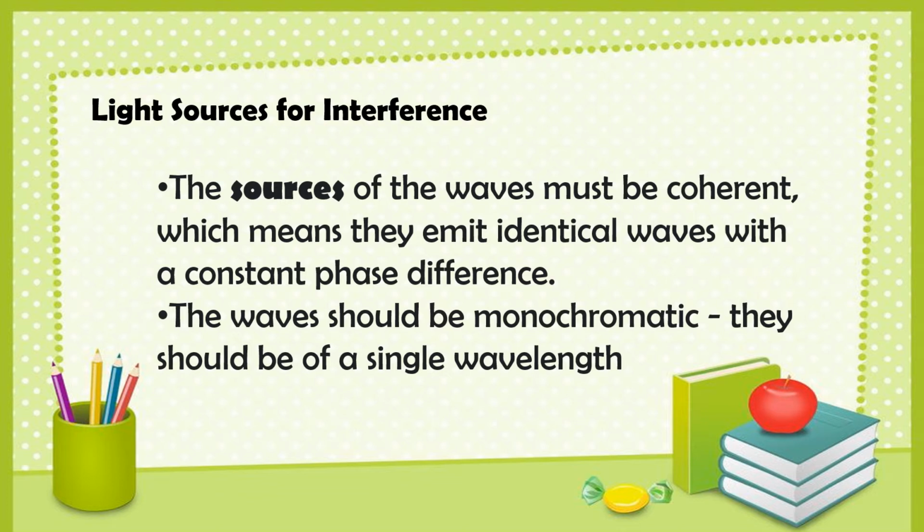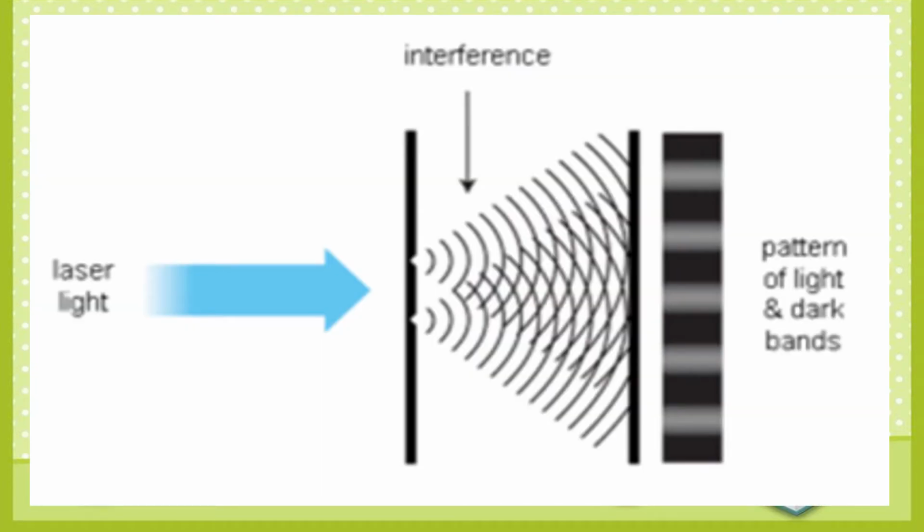Light sources for interference. The sources of the waves must be coherent, which means they emit identical waves with a constant phase difference. So the waves should be monochromatic. They should be of a single wavelength. Okay. So try to look at this diagram. How the light moves passing through a double slit, and the movement of the wave is in a constant pattern.